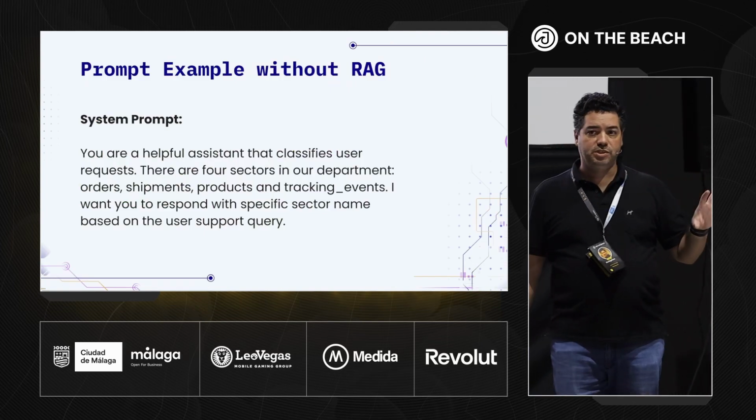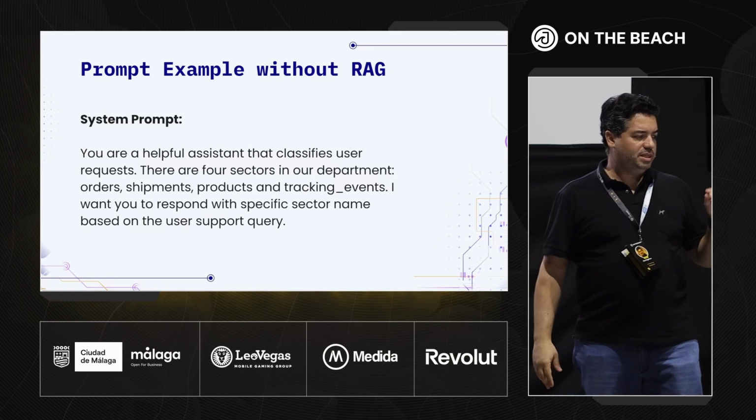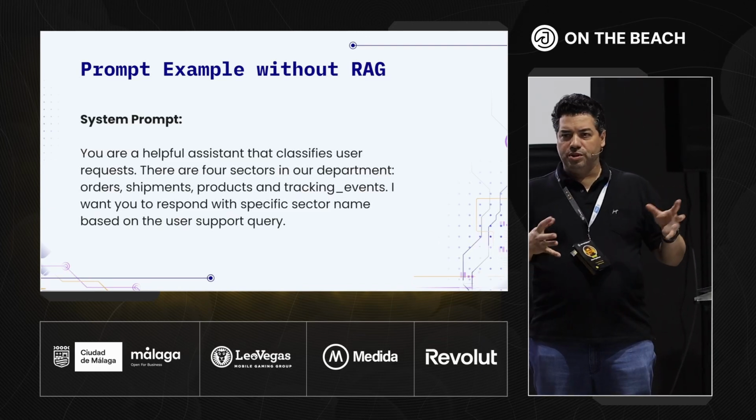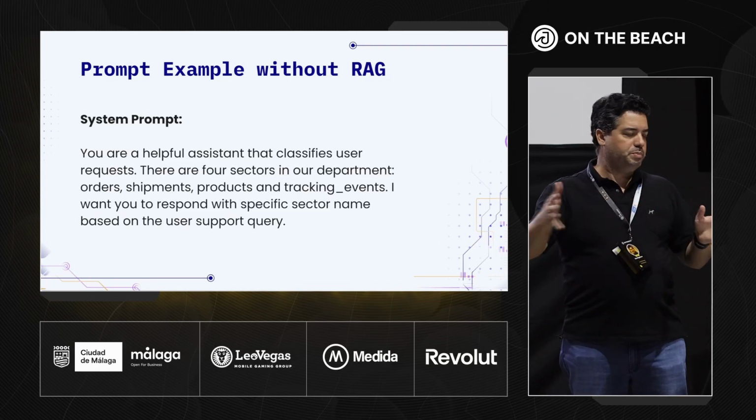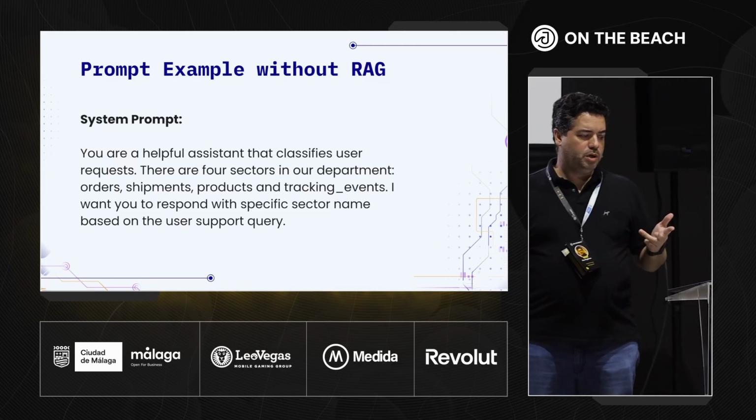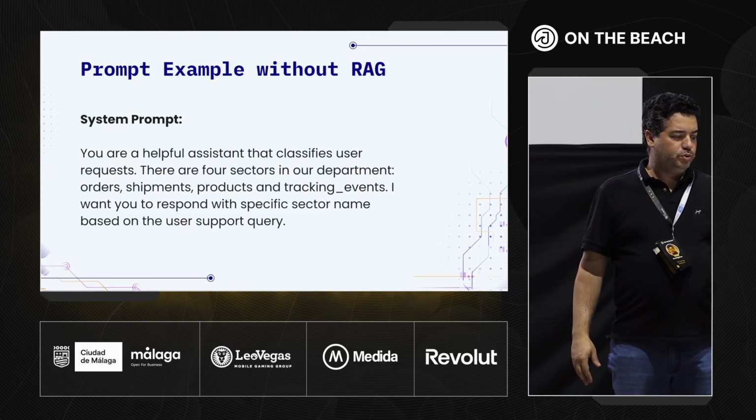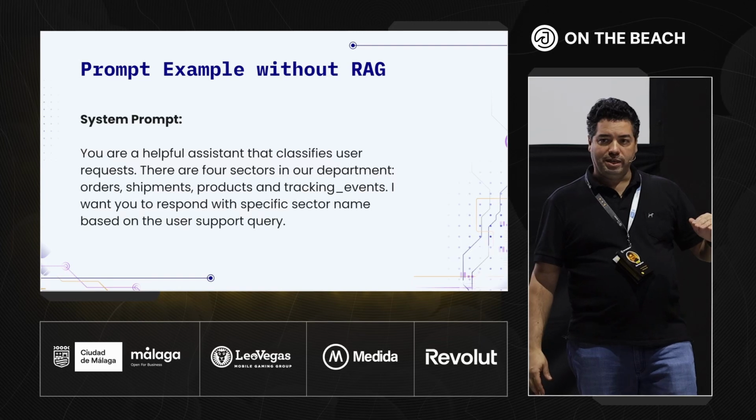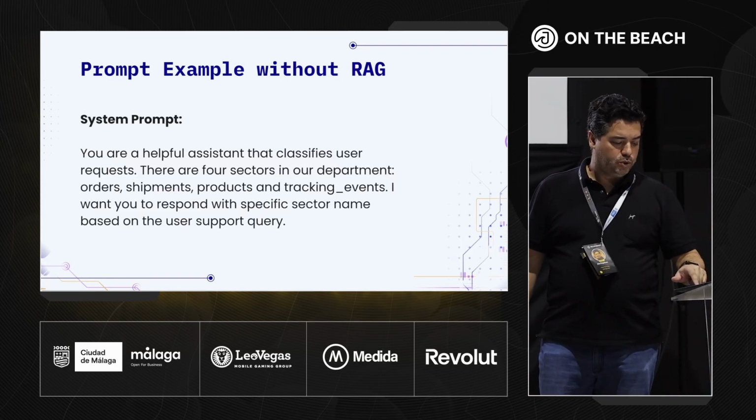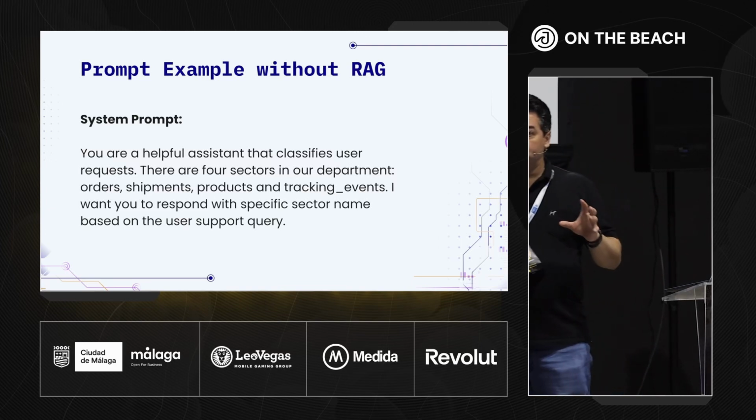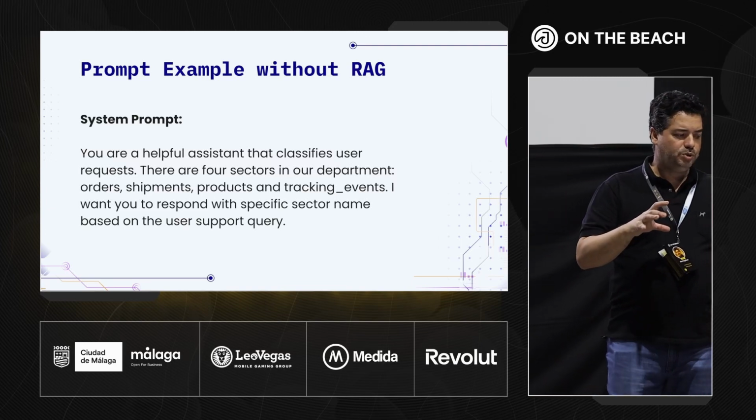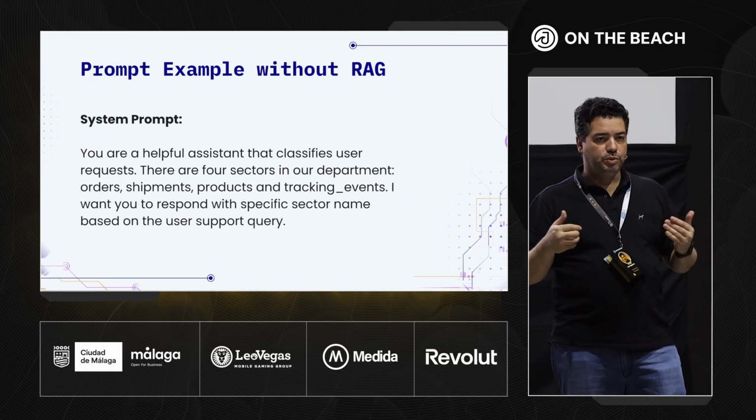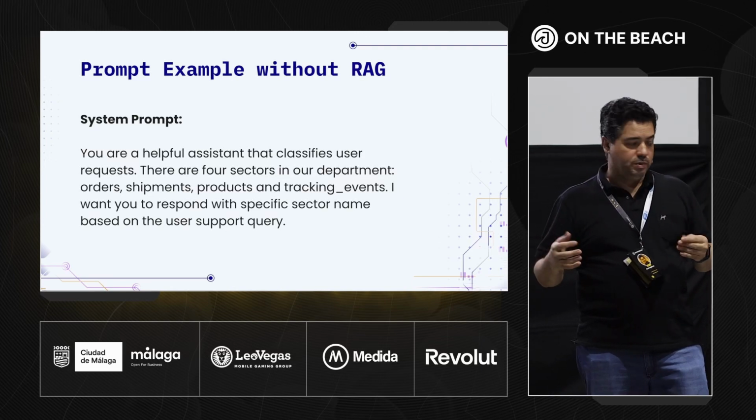So let's imagine this is my system prompt. You are a helpful assistant that classifies user requests. There are 4 sectors in our department. I'm using sectors here instead of tables, but they represent the tables: orders, shipments, products, and tracking events. I want you to respond with a specific sector name based on the user support query. And then I would enhance this with the support query, with the user query. So here, of course, you can see I'm just putting the table names. So we will see that we will get some responses wrong, but it will be right most of the time.